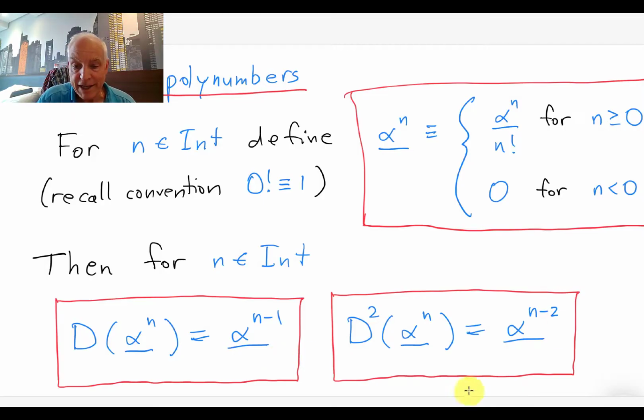So for example, if you want to apply D squared to alpha to the n underscore, you get alpha to the n minus 2 underscore. And again, there's no need to separate into cases, where in this case, if n is positive we do this, and if n is 0 or 1 we do something else, and if n is negative we do something else. It's all just taken care of.